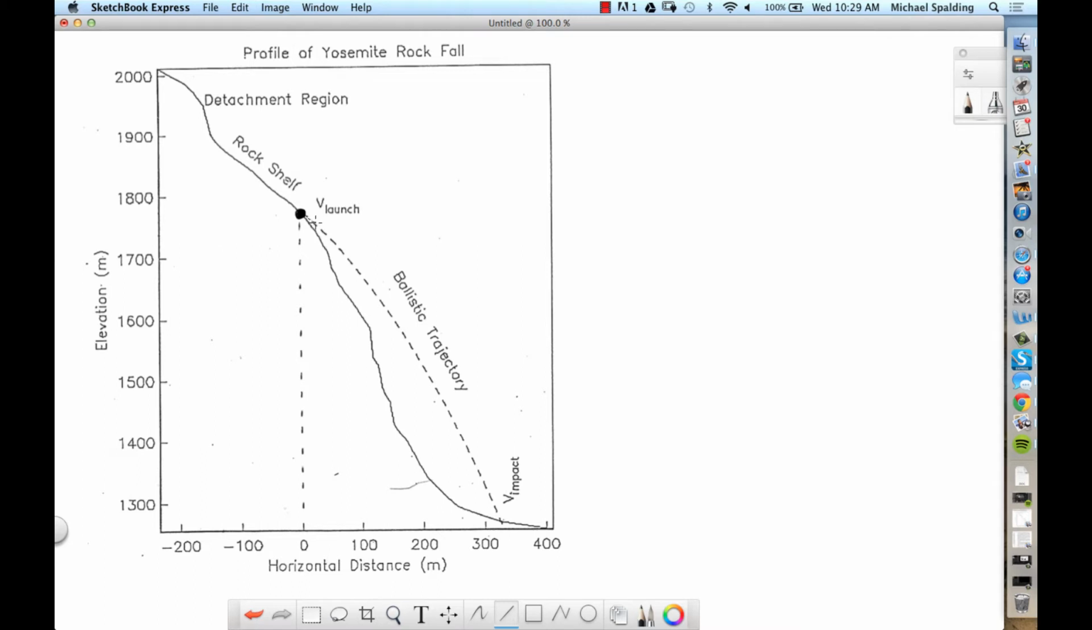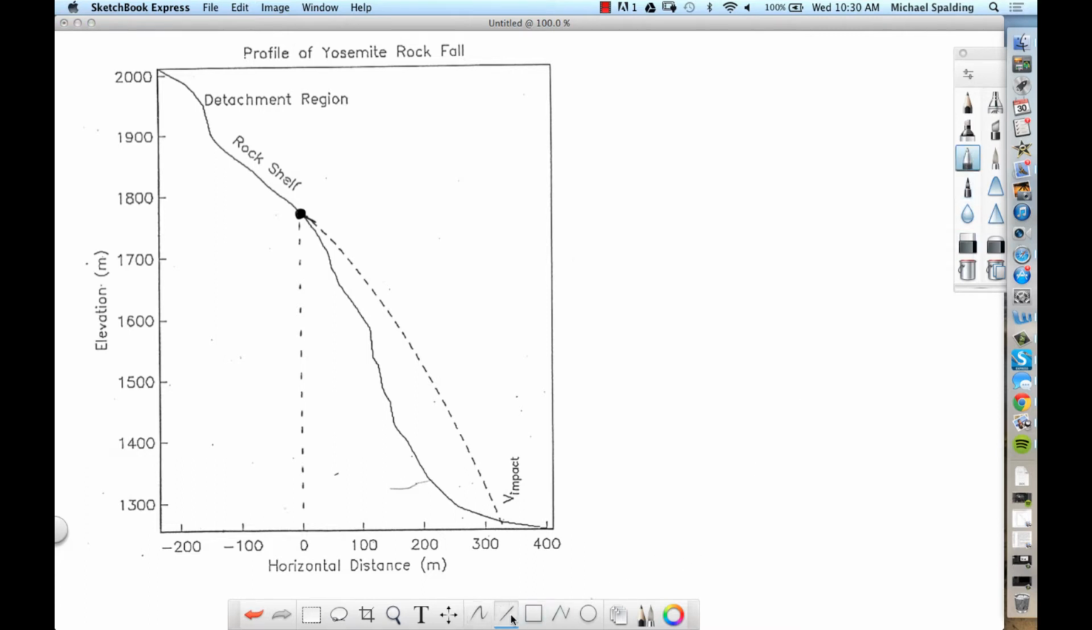You go boom. In fact, let me erase some of this. I want to clean this up so it looks real nice. So we don't need that. We'll erase that.